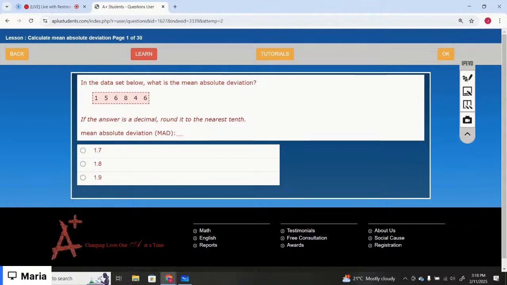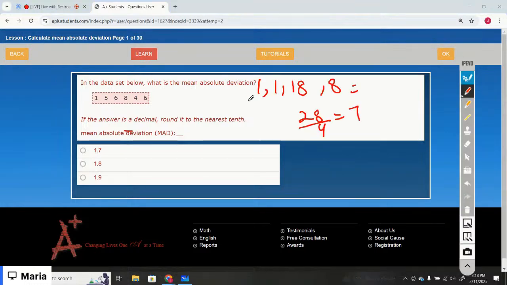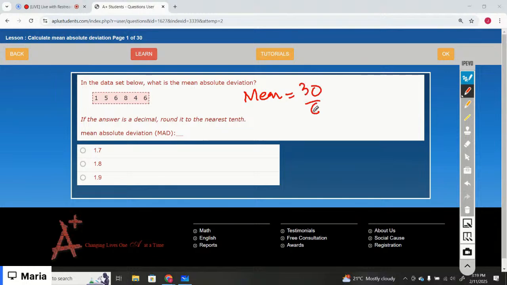In the dataset below, what is the mean absolute deviation? So the first thing is you need to calculate the mean. So let's just calculate the mean. You need to add all the given numbers divided by 6 because they are 6 in number. 1 plus 5 plus 6 plus 8 plus 4 plus 6. That is 30 and they are 6. So 30 divided by 6 is 5.